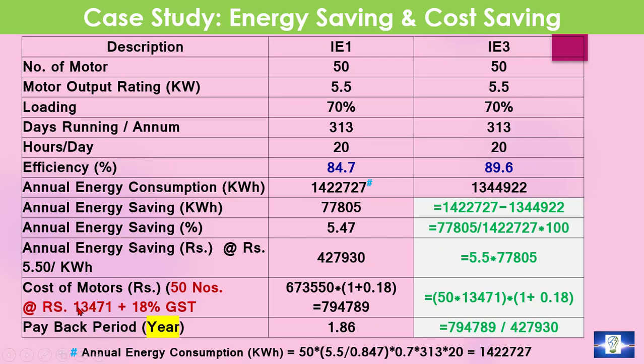Considering each motor costs 13,471 plus 18% GST, the cost of the 50 motors is 7,94,789. That means the payback period is 1.86 years, that is less than 2 years. So if we replace the IE1 motors with IE3 motors, we can save a huge amount of energy, and the payback period is less than 2 years.